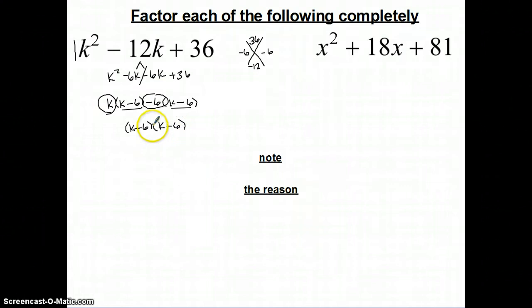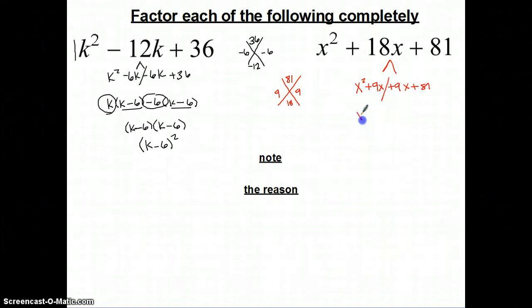Notice these are exactly the same, so I can continue simplifying into k minus 6 all squared. On the right, I'm going to use my big X again, 81 on top, 18 on bottom. My two numbers are 9 and 9, so I'll go ahead and split up my 18x as positive 9x plus 9x. I still have the x squared in front and the plus 81 behind.